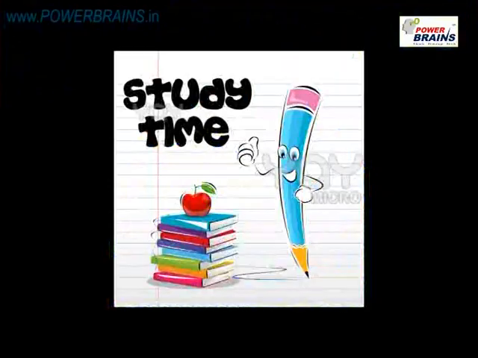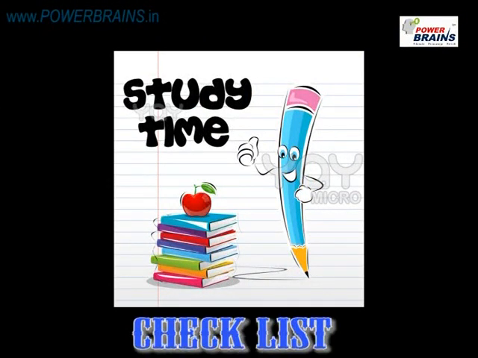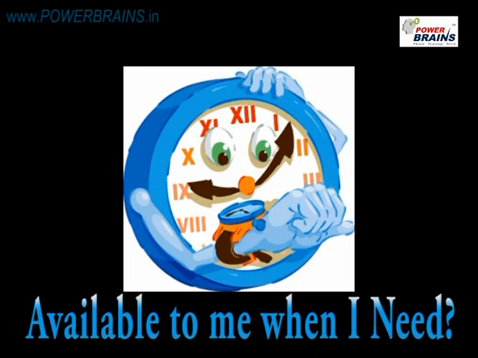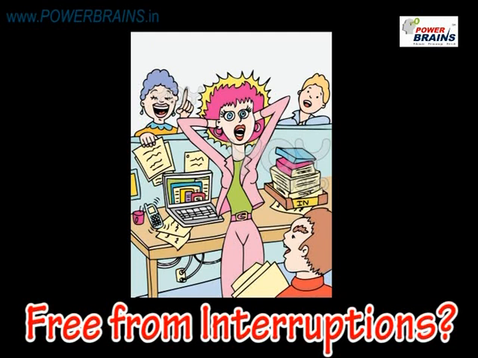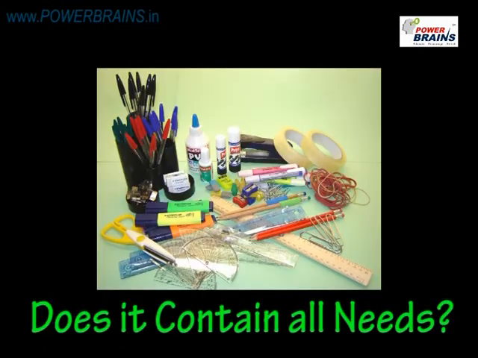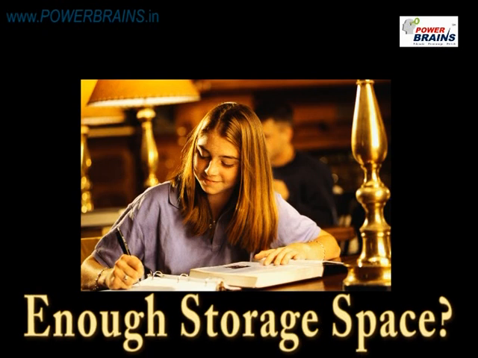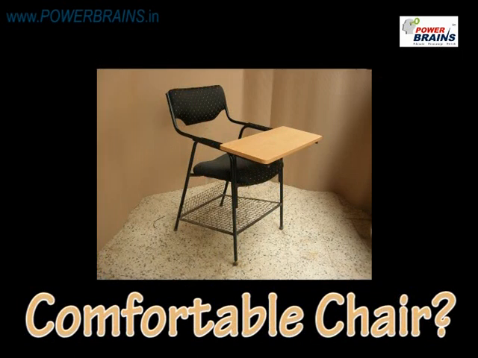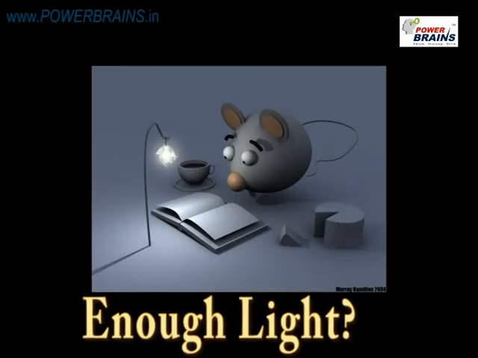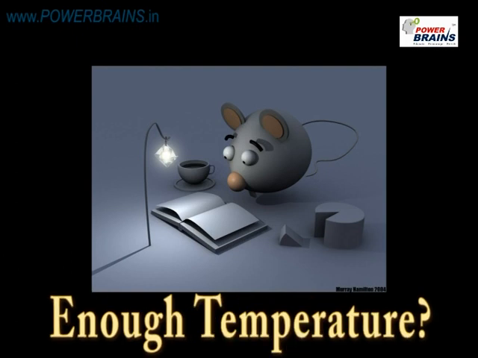Whenever you are selecting the place, make a checklist for that place. You ask these questions for that place. Preparing a good study place. Ask this question: is my study place available to me whenever I need it? Is my study place free from interruptions? That means your study place should be free from interruptions. Is my study place free from distractions? Does my study place contain all the study materials I need? Does my study space contain a large enough desk or table? Does my study place have enough storage space? Does my study place have a comfortable chair? Does my study place have enough light? Does my study place have a comfortable temperature?